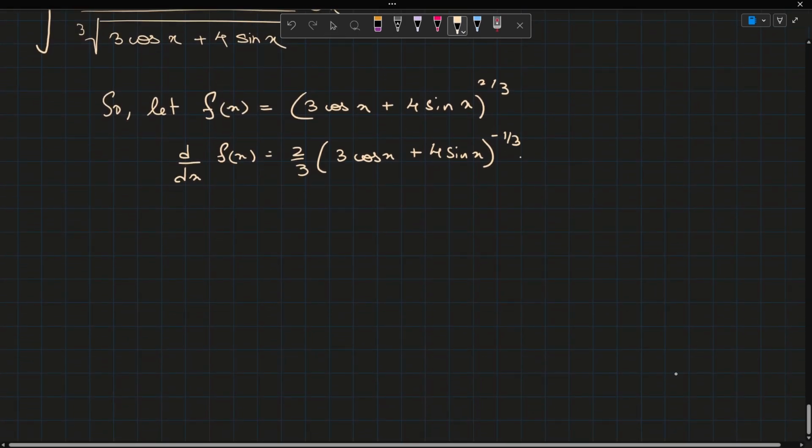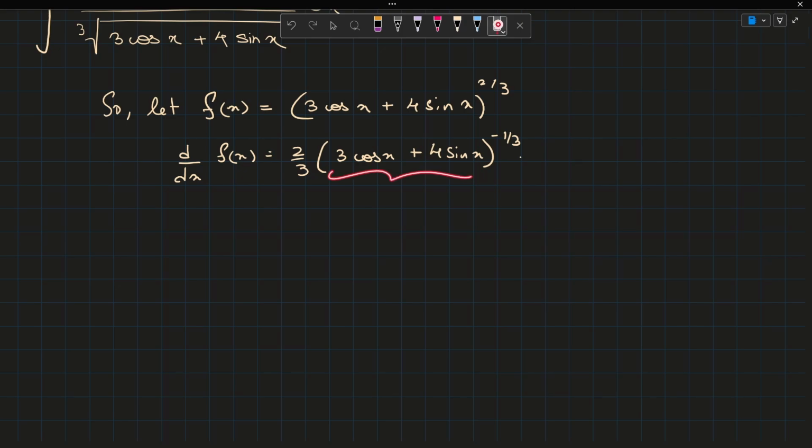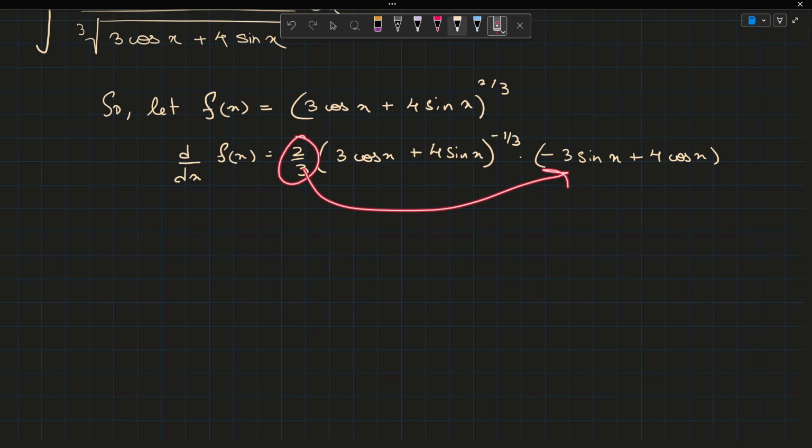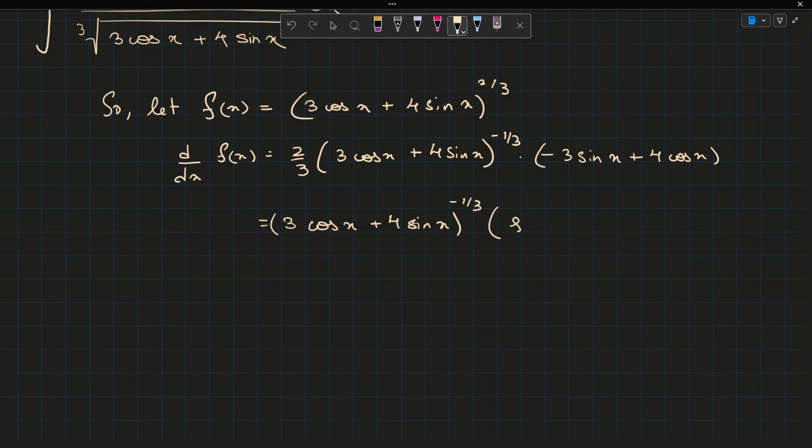And times the differentiation of this inner term, which is minus 3 sin of x plus 4 cos of x. Okay, so let's multiply this term with this bracket. So we get (3 cos of x plus 4 sin of x) to the power minus 1 over 3 times (8 over 3 cos x minus 2 sin of x).